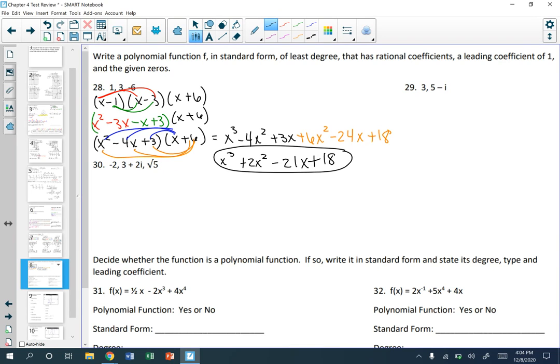All right, 29 is where we kind of start to run into some difficulties. I want to write this as x minus 3. But remember, if we have a factor of x minus i, we also have x plus i. Okay, so I have x minus 5 minus i, but I also have x minus 5 plus i. All right, so I'm going to start by factoring these two, and we first want to do some regrouping. So I want to group together my x minus 5.